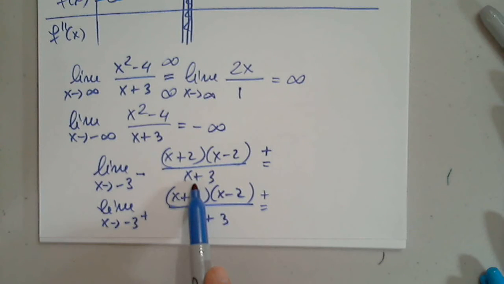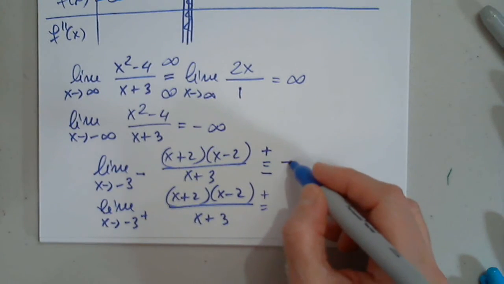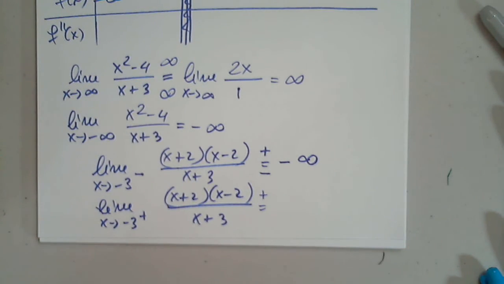What about the denominator? Where does this go from the left of negative 3? What sign? Negative. That's it. So then we know this must be negative infinity. And now from the right of negative 3, where will this go? Just a sign.